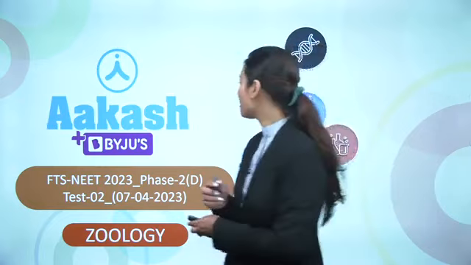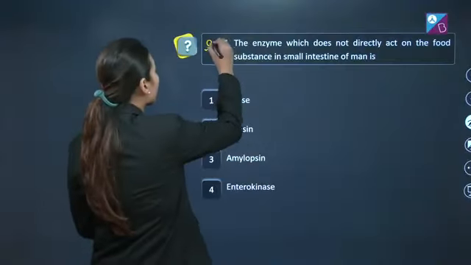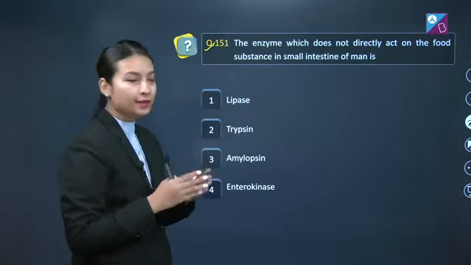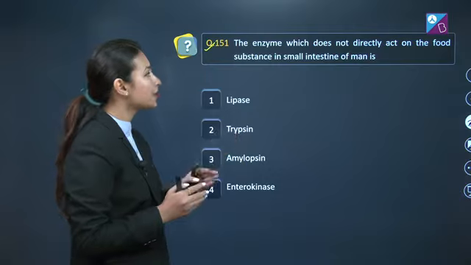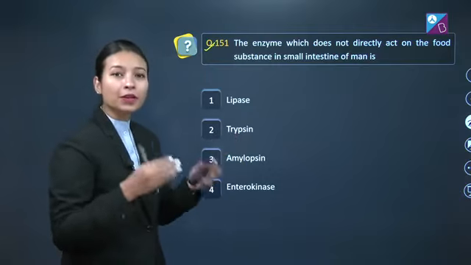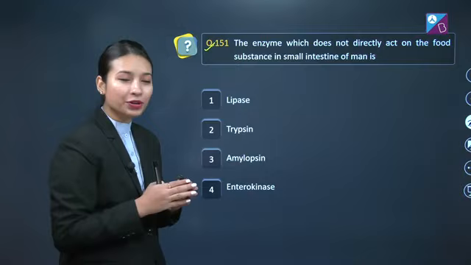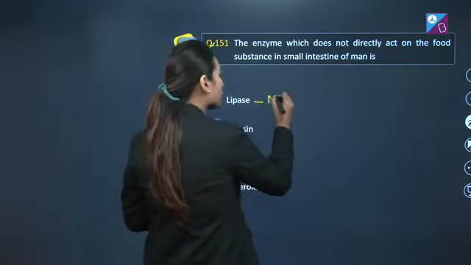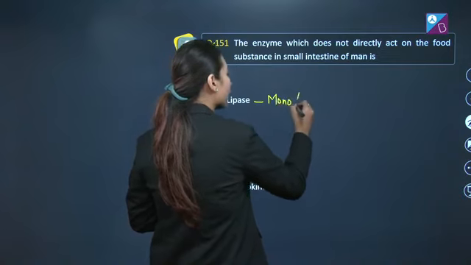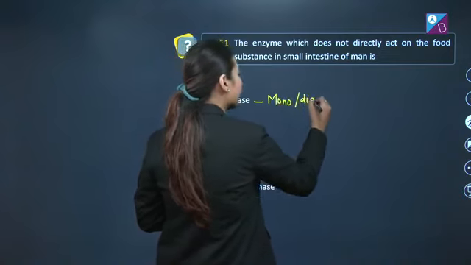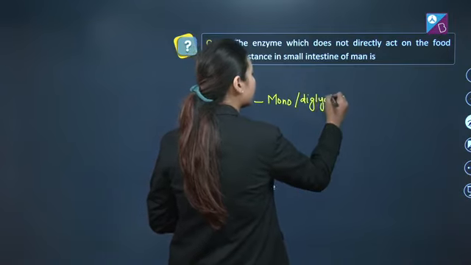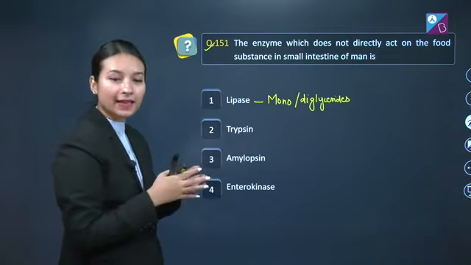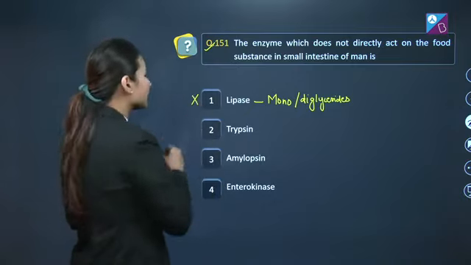Let's start with section A, question number 151, which states: the enzyme which does not directly act on the food substance in the small intestine of man is. So students, options देखते हैं. पहला option है lipase. Now lipase acts on monoglycerides and diglycerides, which finally yields fatty acids and glycerol. So that's why option number 1 is incorrect.